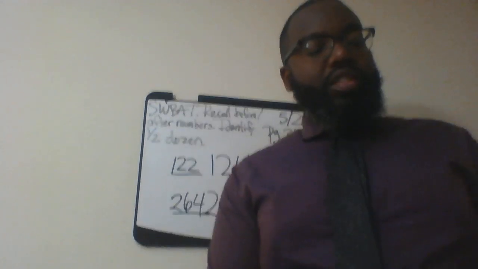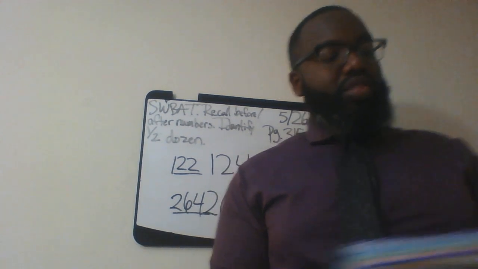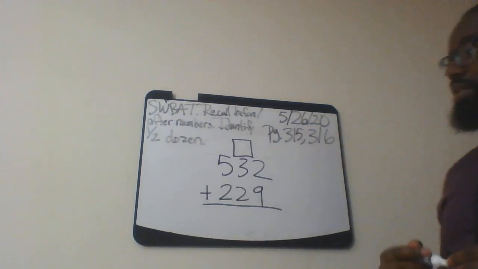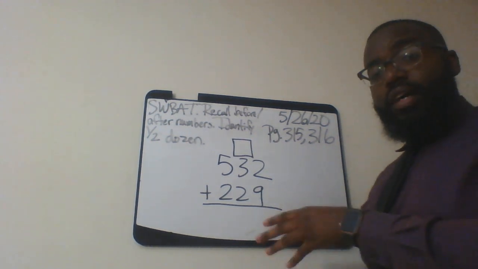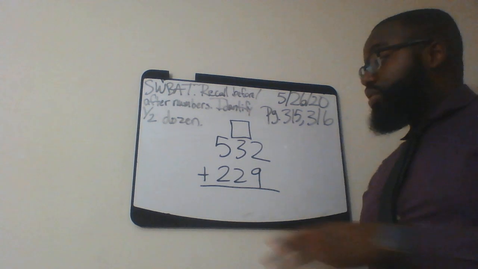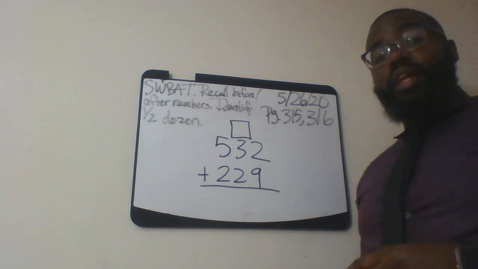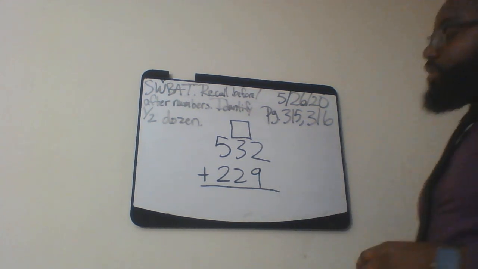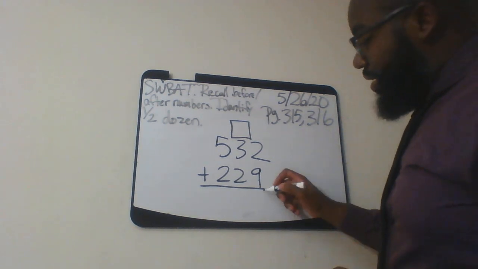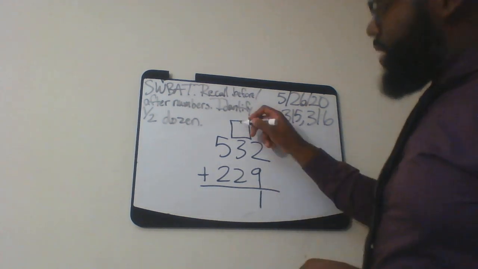All right, so let's move on to number three. Number three wants us to write the sums. So let's look at what numbers we're adding. We're adding 532 plus 229. As we start off in the ones place, 9 plus 2 is 11. So 1 goes there. Go to the next box.